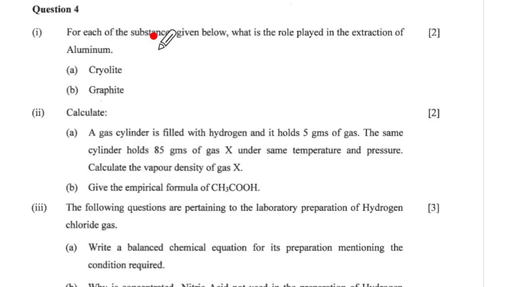First subpart. In each of the substances given below, what is the role played in extraction of aluminium? Now remember, cryolite, the 3 functions you have to remember by heart. It is going to lower the fusion temperature from 2050 degrees C to 950 degrees C for alumina. The next one is it is going to increase the conductivity, and the next one is it is going to increase the mobility. And then we come to graphite. The role played by graphite is that it acts as an anode. We come to the second one.